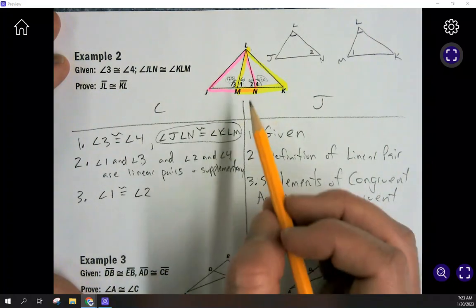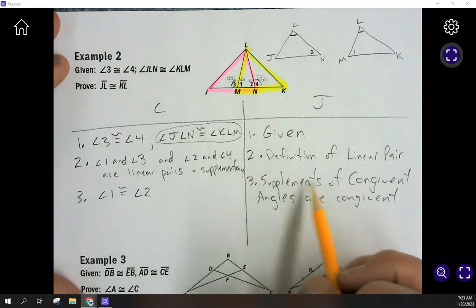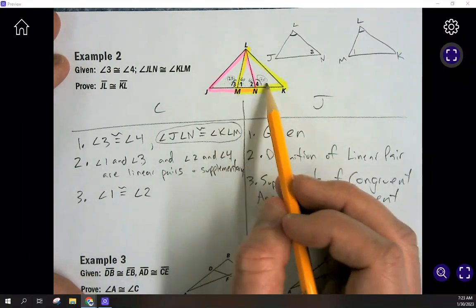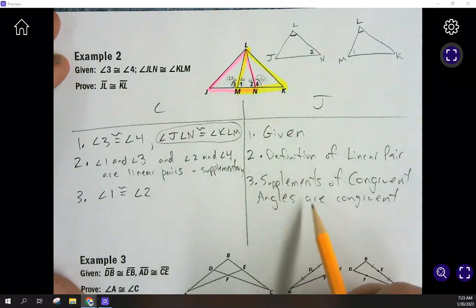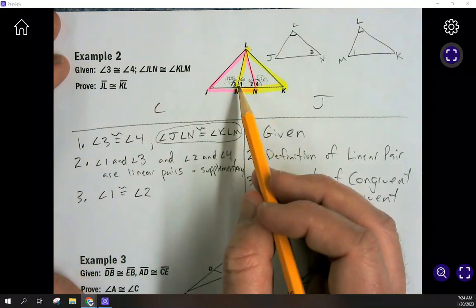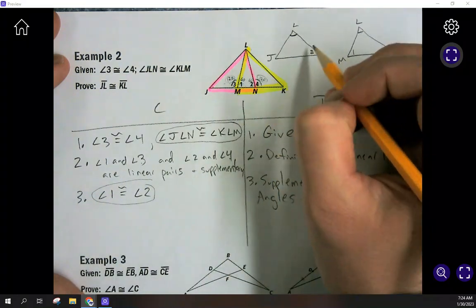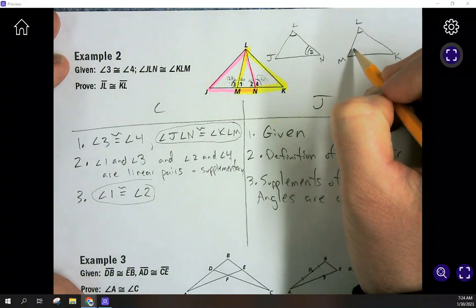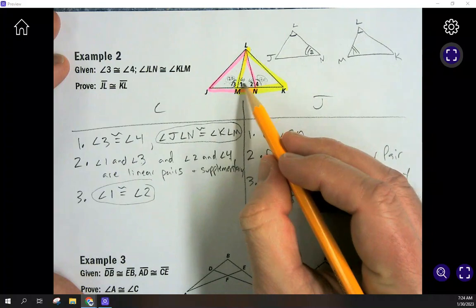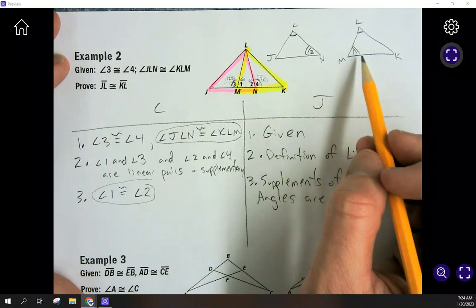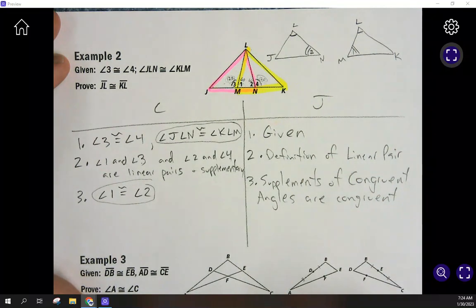Supplements of congruent angles, so that's talking about 1 and 2. They are the supplements of 3 and 4. Supplements of congruent angles. We knew 3 and 4 were congruent. 1 and 2 are their supplements. So those two angles also must be congruent. So if I go now and mark those in my picture over here, I now know 1 is equal to 2. That is part of the yellow triangle and part of the pink triangle.